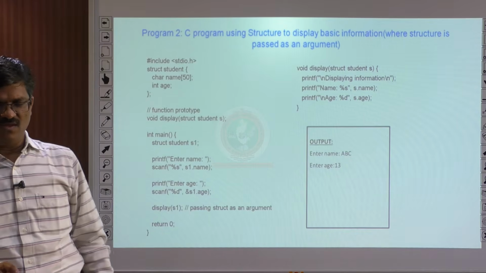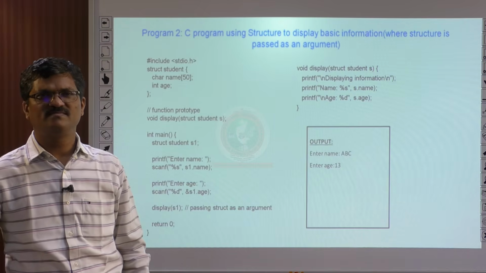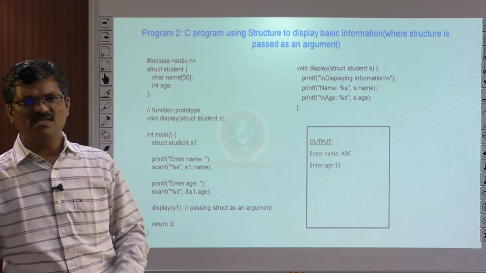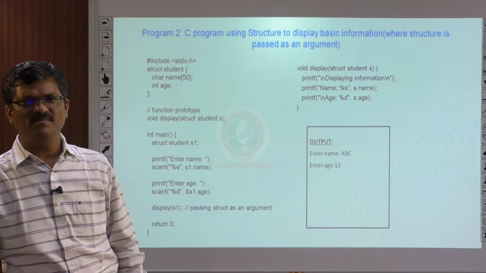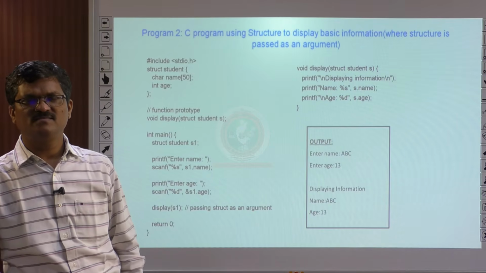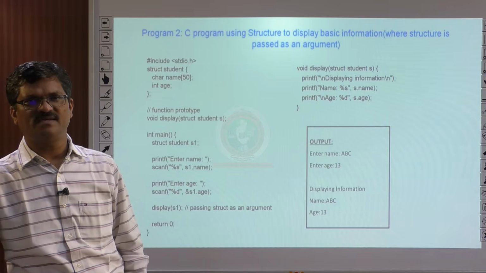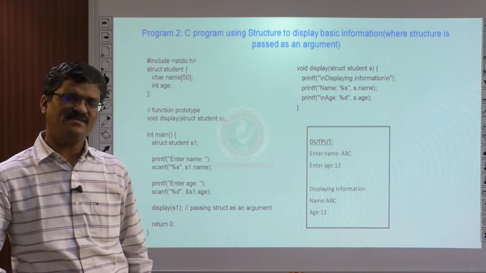So this is the output. We have entered as an example maybe the name ABC, age 13. So upon display, this is the result that we are going to see, right.